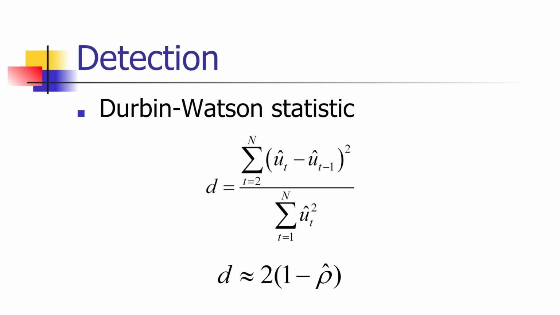With a little bit of algebra, you can show that the Durbin-Watson statistic will be approximately equal to 2 times 1 minus the estimated value of rho. If the value of rho is 0 and there's no autocorrelation, then the numerator term would be roughly 2 times the sum of the u hat t squares. If rho is positive, you're going to end up with a value of the Durbin-Watson statistic that's less than 2. If rho is negative, you're going to end up with a value of that statistic that's greater than 2.